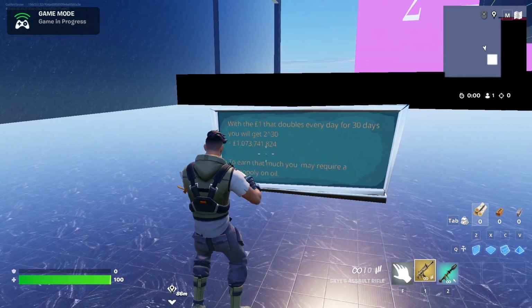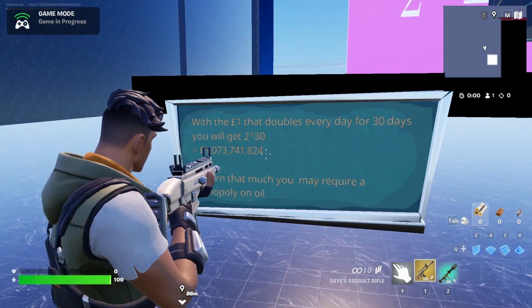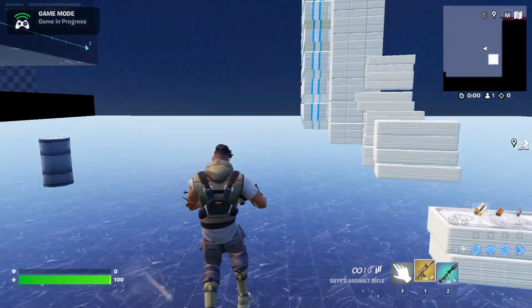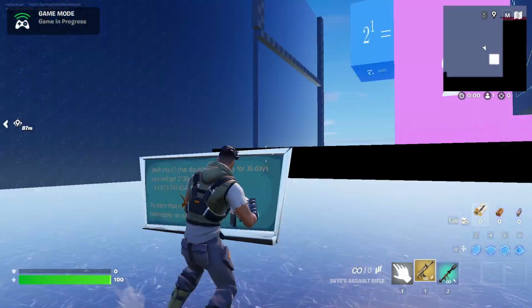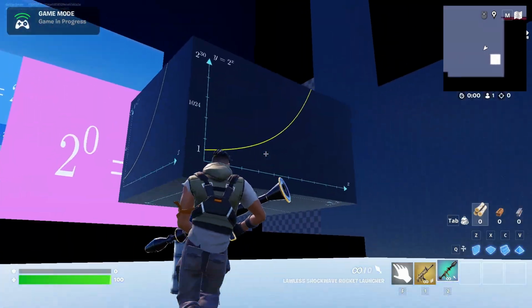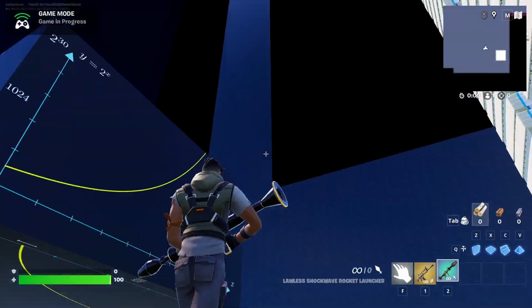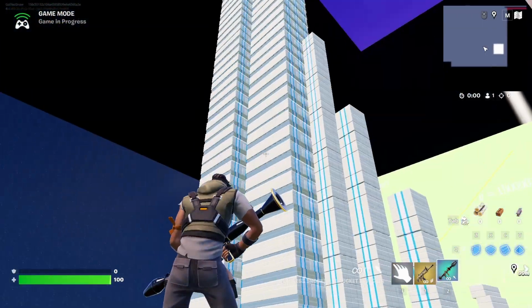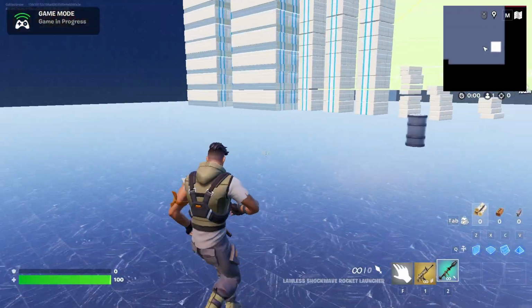1,073,741,824 pounds. In order to earn that much money, you would maybe require like a monopoly on oil. I think it is possible. But yeah, that's a lot of money. And that's just the sheer growth of this exponentiation graph. So you would be a lot richer if you used this. I mean, imagine if you could do this in real life.